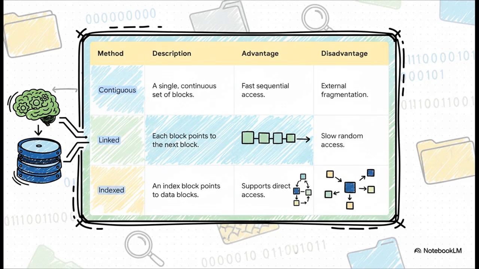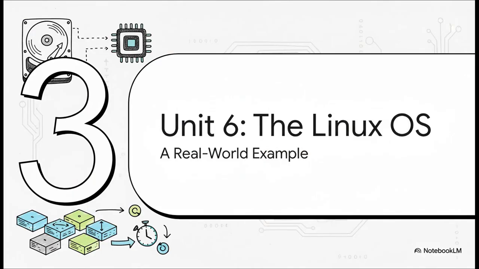And finally, there's indexed allocation. This is a really clever compromise. You have a special index block that's like a table of contents for the file, with pointers to all the data blocks. This gives us fast access without the fragmentation, but it does cost you a little bit of space for that index block itself. It's all about trade-offs.